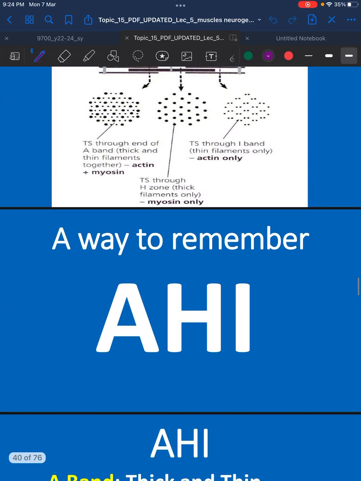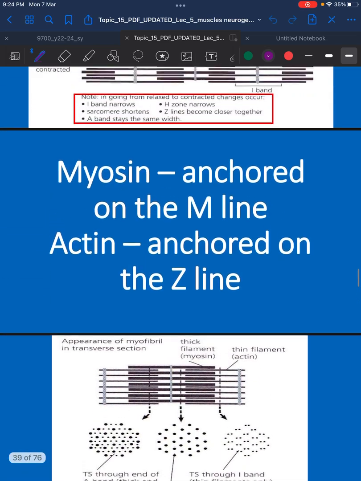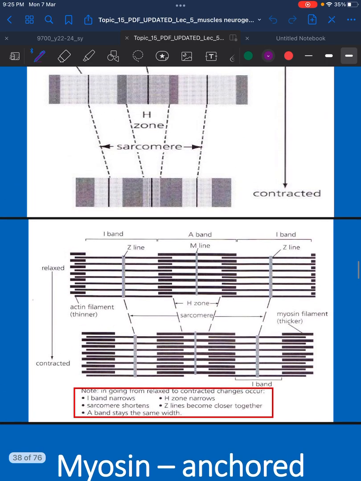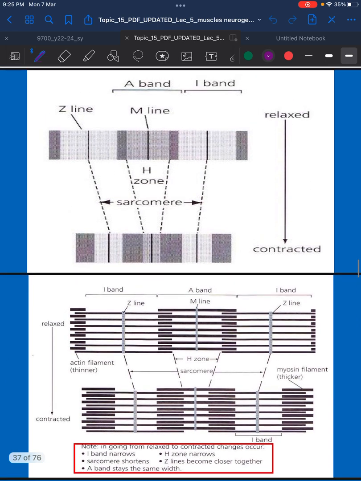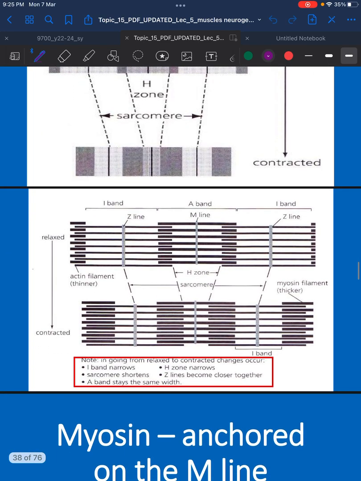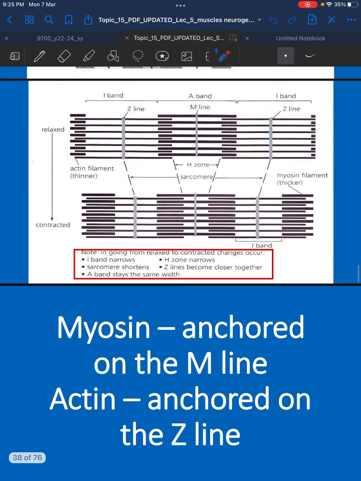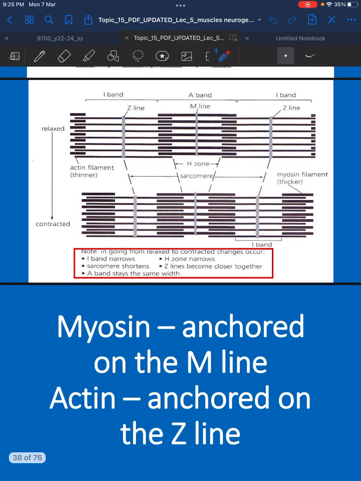Yesterday we talked about the sarcomere, which is the structural unit of myofibril. I hope that you already know the different features of a sarcomere, and of course the labeling: the Z line, the M line, the I band, the A band, and the H zone. And of course the myosin and the actin filament.